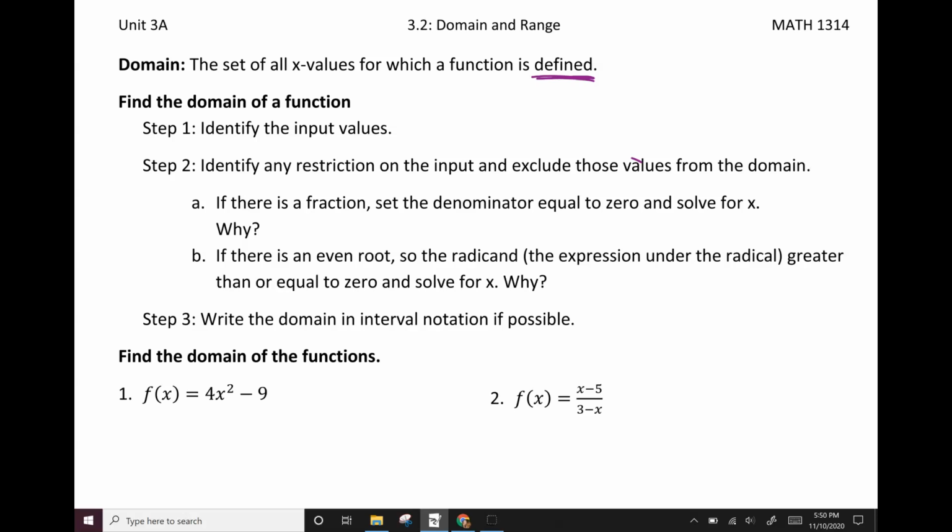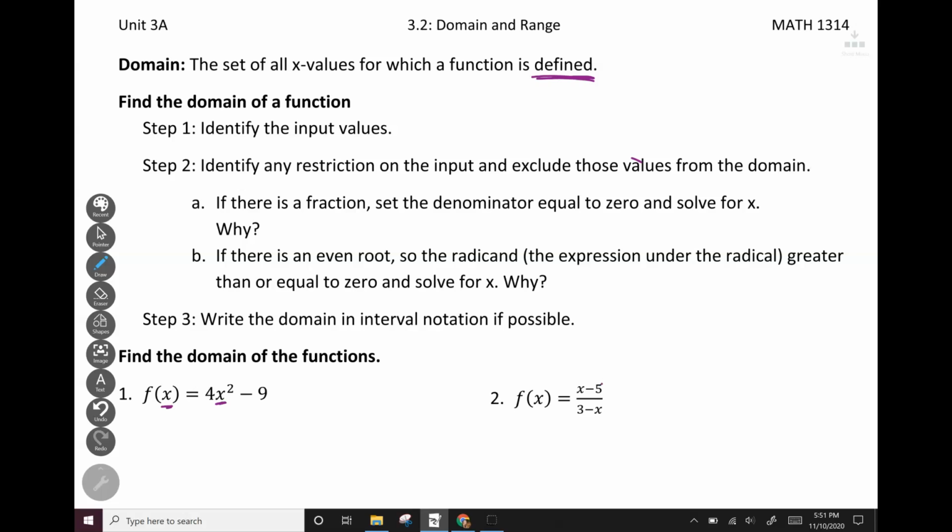Step 1, identify the input values. So that's just saying I'm looking at my function, for example, on number 1, and I'm saying, okay, I'm inputting an x here. We're trying to figure out what x values I can input into this function, and the function is defined. So what's happening to the x is it's going to be first squared, then multiplied by 4, and then subtract 9 from that value.